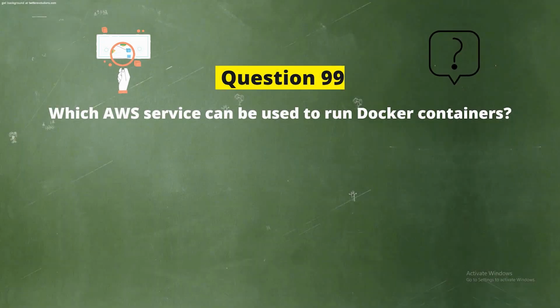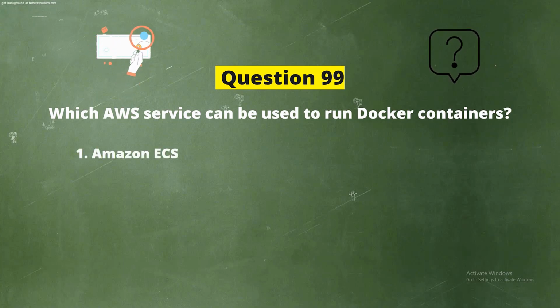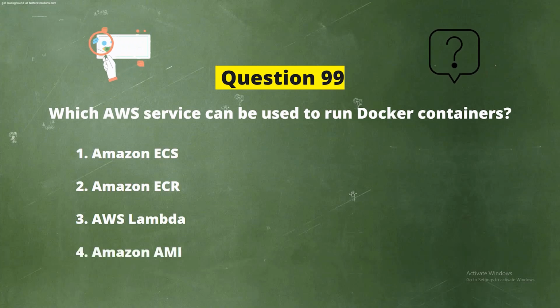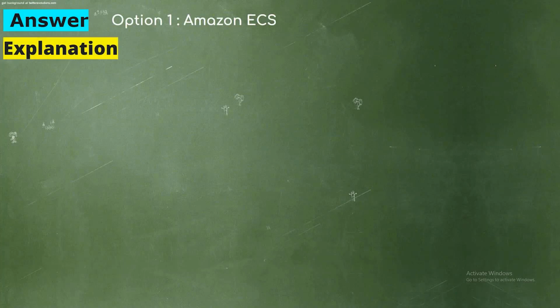Next question. Which AWS service can be used to run Docker containers? And the options are: Option 1. Amazon ECS. Option 2. Amazon ECR. Option 3. AWS Lambda. Option 4. Amazon AMI. And the correct answer is Option 1. Amazon ECS. Explanation.